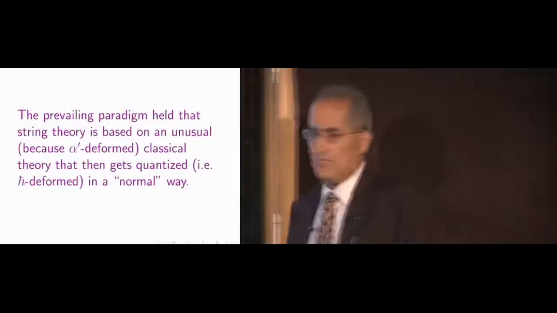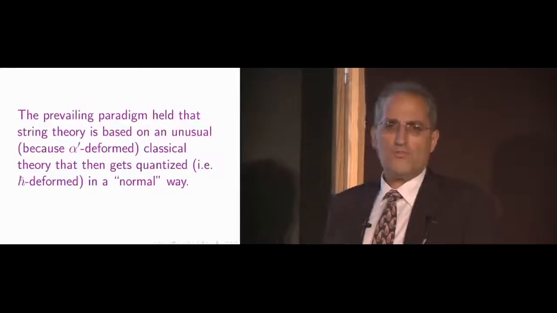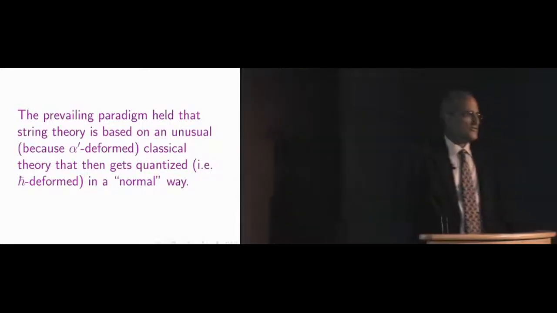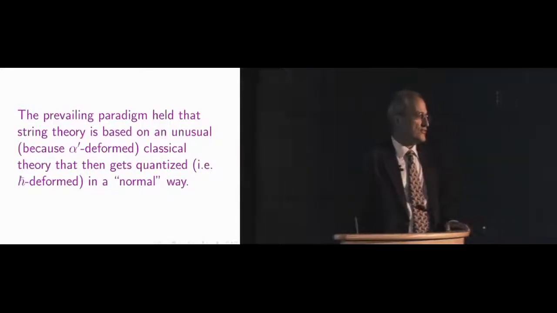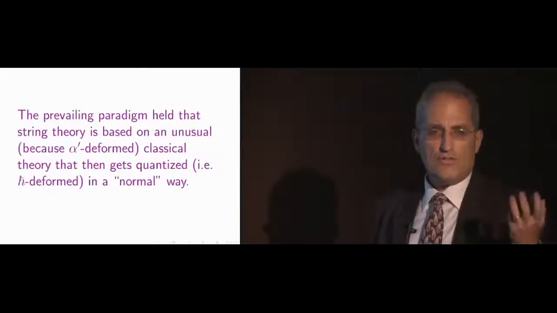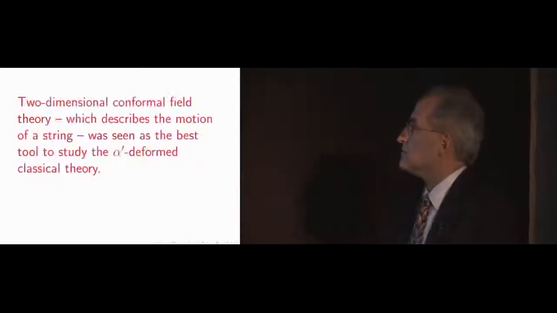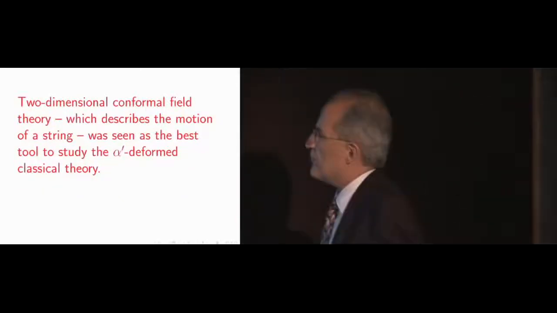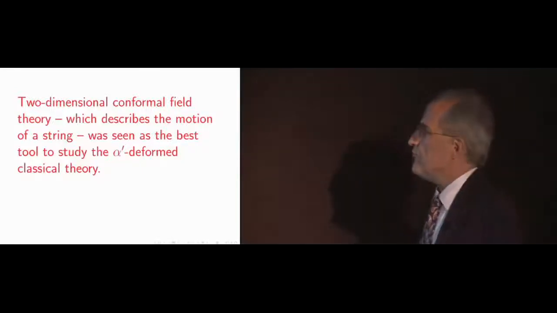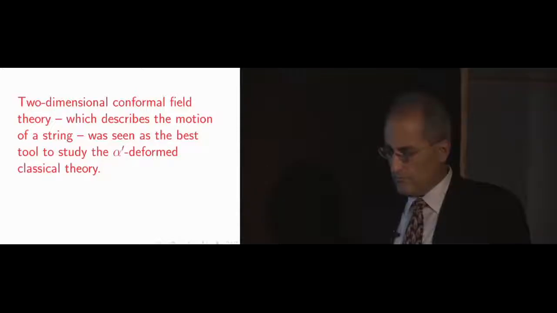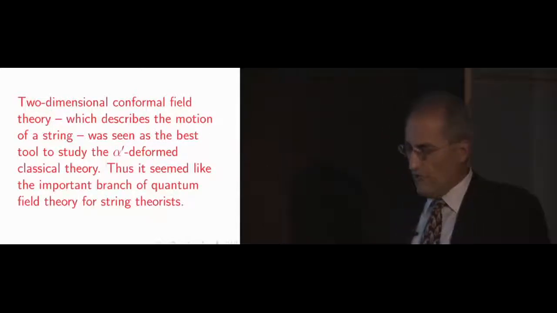The prevailing paradigm was that string theory is based on a new kind of classical theory, an alpha prime deformed theory, that's then supposed to be quantized more or less according to textbook recipes for quantizing classical theories. In other words, the picture is that the classical theory is unusual, but it gets quantized in a normal way. And as I think I told you a moment ago, two-dimensional conformal field theory was seen as the best tool for studying this situation. So it seemed like the important branch of quantum field theory for string theorists.